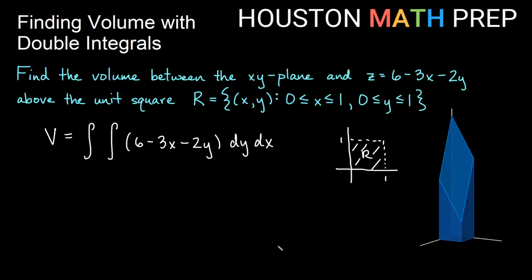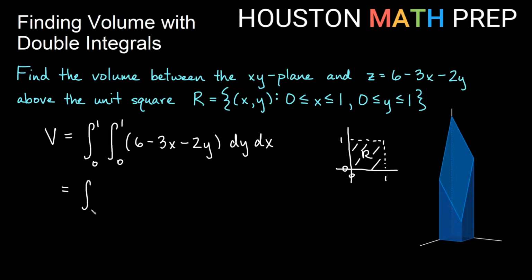And then once I do that, I just simply need to find my bounds. Now, obviously, since this is a square or a rectangle, we're going to have constant bounds in both directions. So in the y direction, which is our inside integral, our inner bounds are going to be from 0 to 1 for y. And our outer bounds will be from 0 to 1 for x. So this double integral here with the function inside represents the volume of this solid object we have pictured here. Okay, let's go ahead and begin to compute this integral.